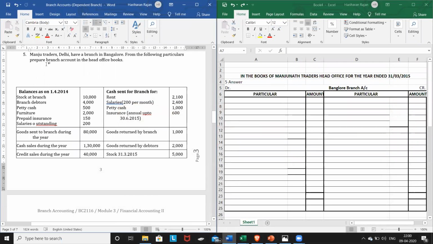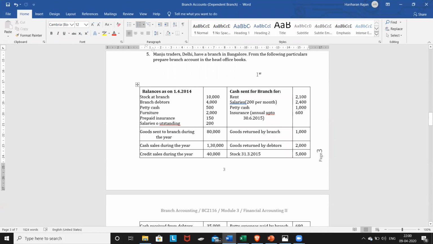Question number 5. Manjunath Traders have a branch in Bangalore. From the following particulars, prepare the branch account in the head office books. Balance as on 1/4/2014: stock at branch, debtors opening, petty cash opening, furniture 2000 opening, prepaid insurance 150. So there will be some adjustments towards this.